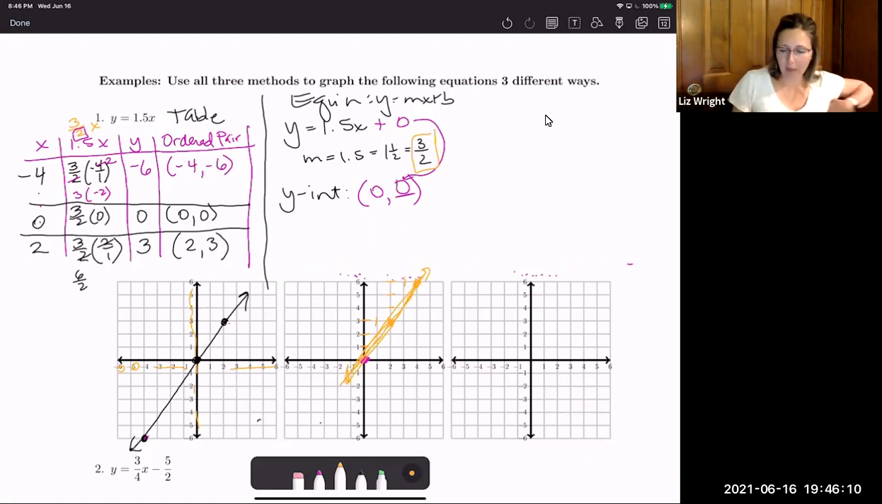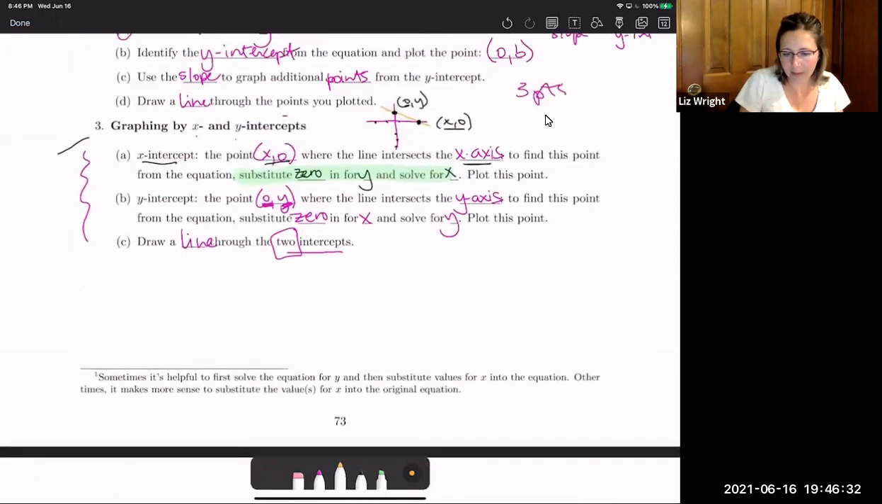All right. And then again, I'm looking between my left and my right graph. Do they look the same? Well, the left one looks way neater, but I can tell that I'm hitting the same points. So far, so good. All right. The last method is finding my x and y intercepts. So for my x-intercept, I'm going to write down that general form of x, 0, like it said here. And it says substitute 0 in for y and solve for x. So that's what I'm going to do.